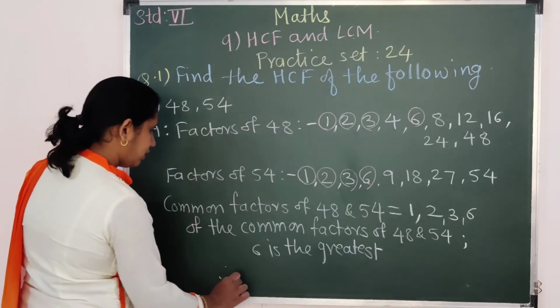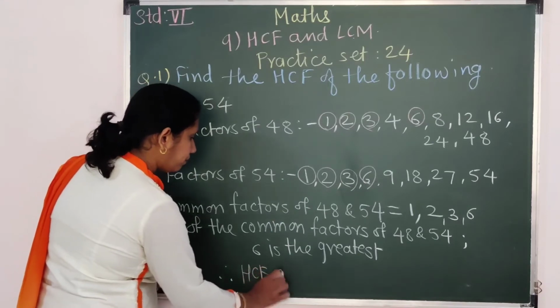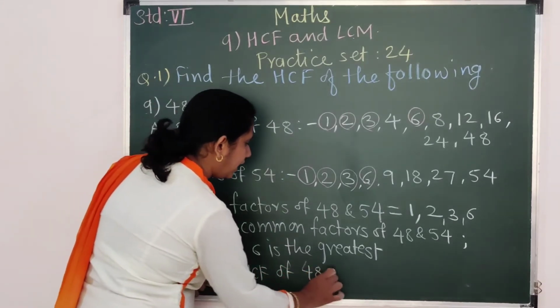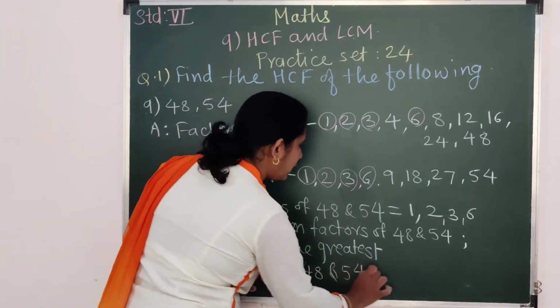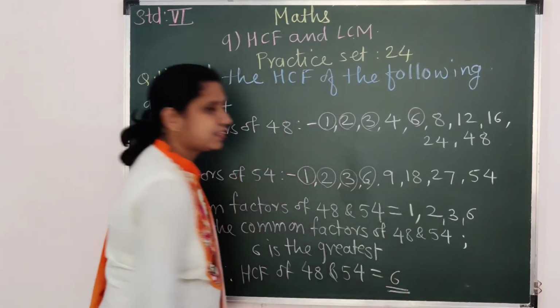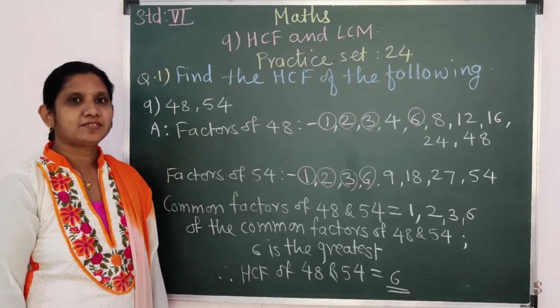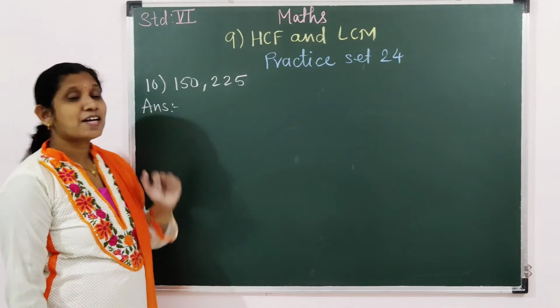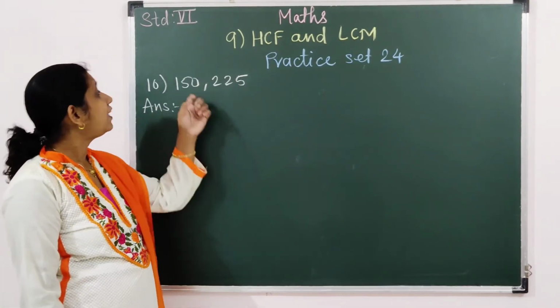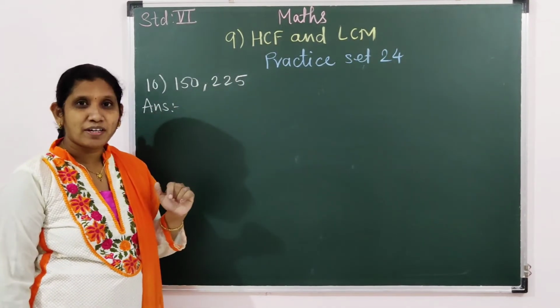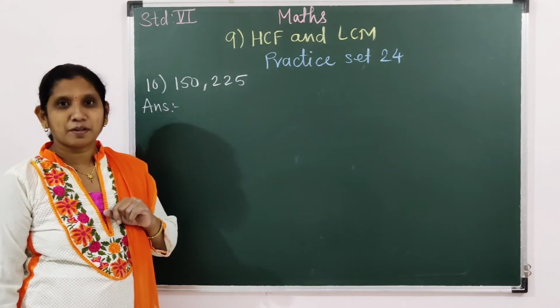Therefore, HCF of 48 and 54 is equal to 6. Alright children? Students, see example number 10. Numbers given are 150 and 225. Numbers are quite a bit big.